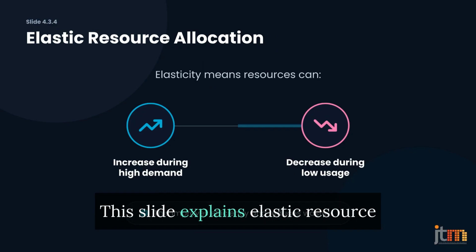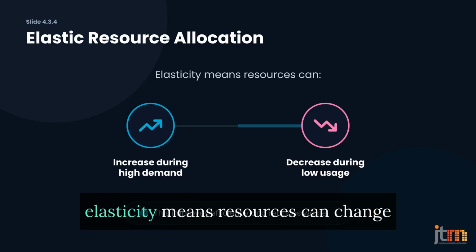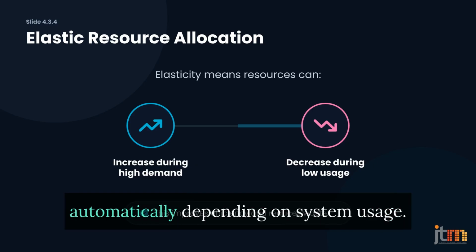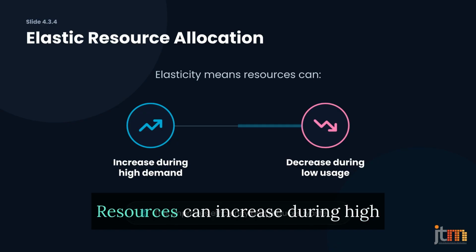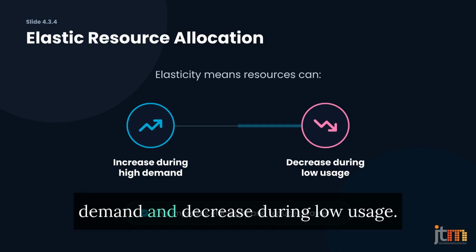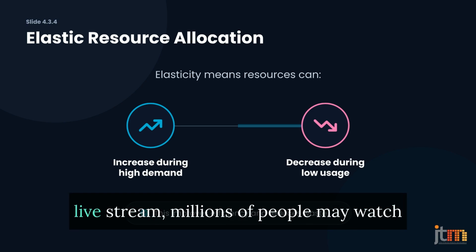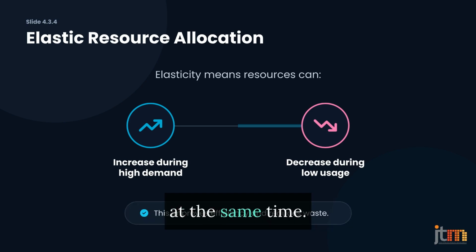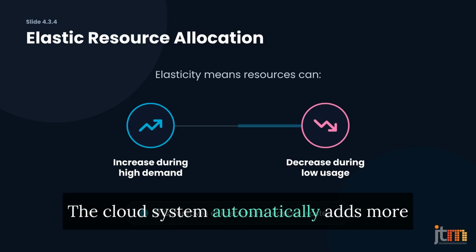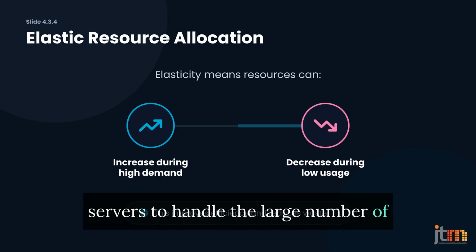This slide explains elastic resource allocation. Elasticity means resources can change automatically depending on system usage. Resources can increase during high demand and decrease during low usage. For example, during the World Cup final live stream, millions of people may watch at the same time. The cloud system automatically adds more servers to handle the large number of viewers.